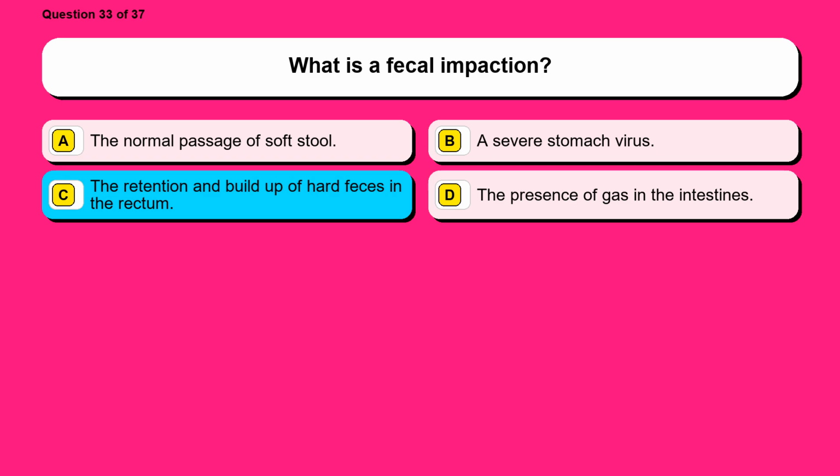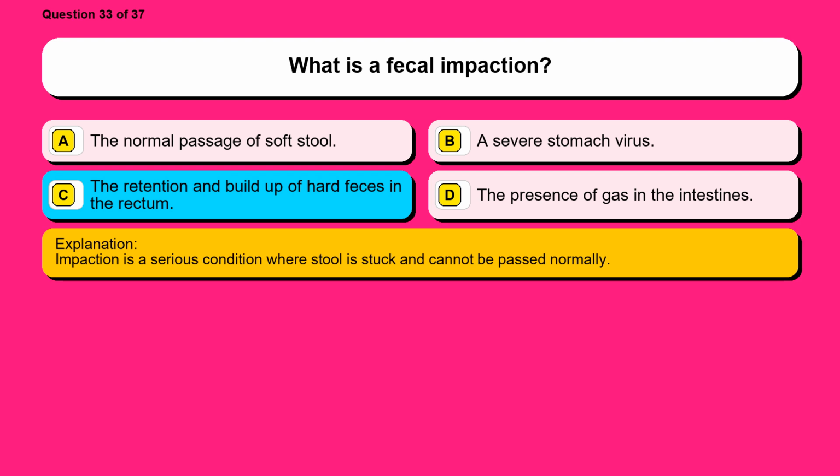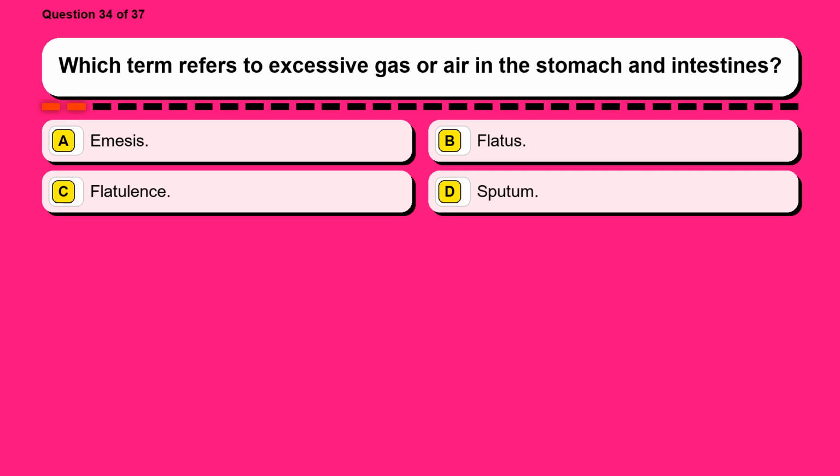The correct answer is option C. The retention and buildup of hard feces in the rectum. Impaction is a serious condition where stool is stuck and cannot be passed normally. Question 34. Which term refers to excessive gas or air in the stomach and intestines? Option A. Emesis. Option B. Flatus. Option C. Flatulence. Option D. Sputum.